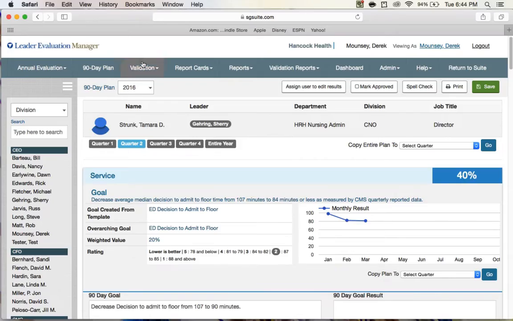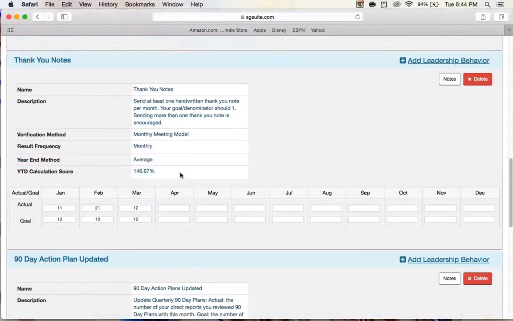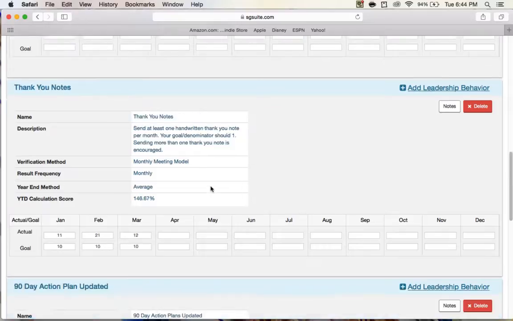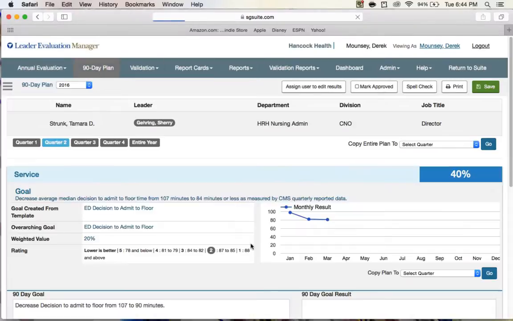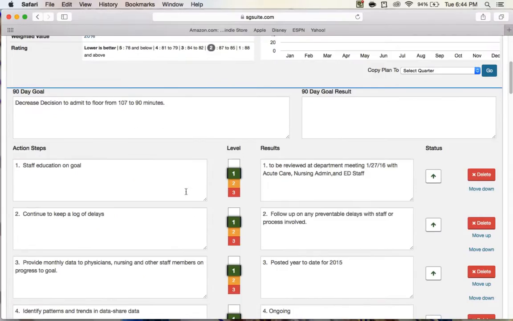So if you jump in the LEM here and move over to the validation matrix, scroll down, you'll see the 90-day action plan validation matrix item. And what this is really getting at is when you sit down with your supervisor each month and talk over your 90-day plans, the action steps that you have and the results that you had to date, it's simply stating and confirming prior to that meeting that you've updated these to the best of your ability and you're ready to have a conversation about them.